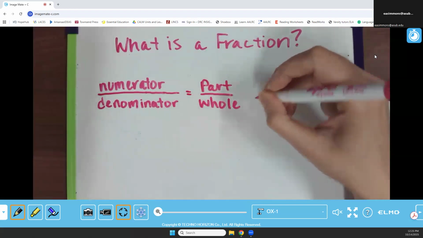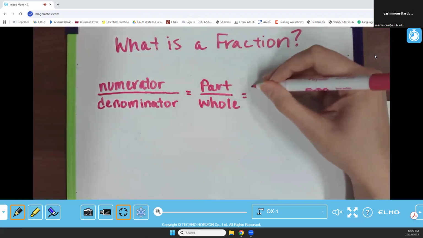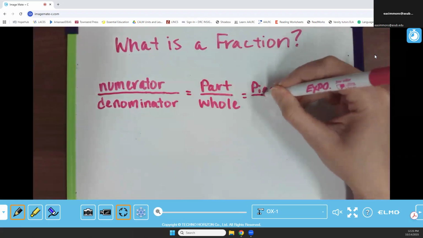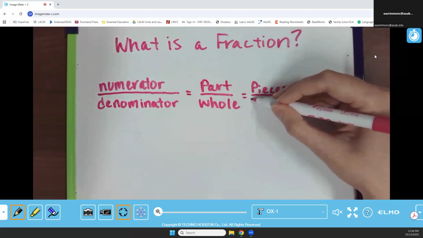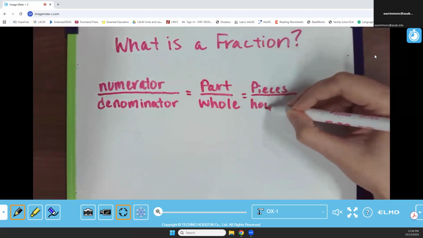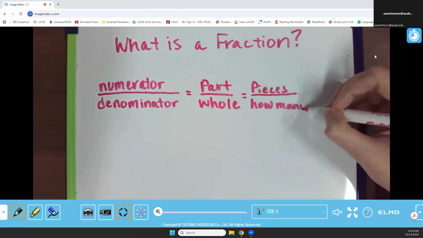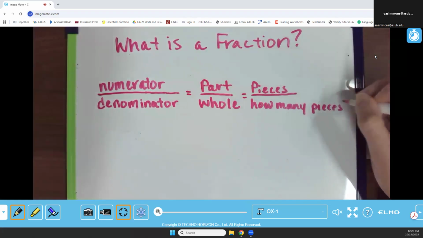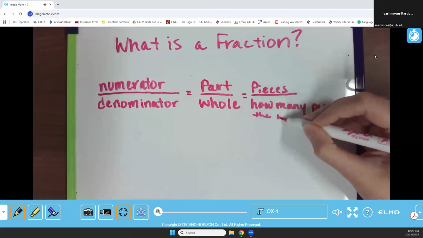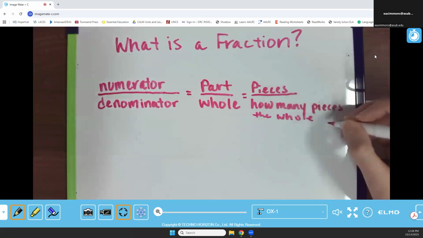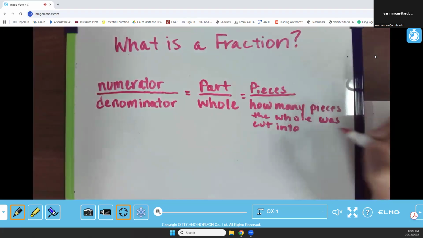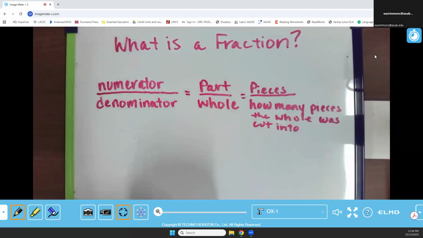How I think of this is I've got my pieces. So how many pieces of something I have over how many pieces the thing was cut into. My way of thinking is a little drawn out, so usually I go with part over whole.